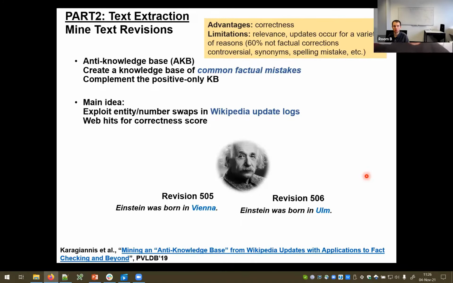The other limitation is that the update log is being mined. However, not every update is a removal of a factual mistake. So based on an analysis that has been done in this paper, actually 60% of the updates are not factual corrections. They are either controversial topics or synonyms, so you're just changing a word for a very similar word, or correcting a spelling mistake, etc. So the recall is in this case not very high.